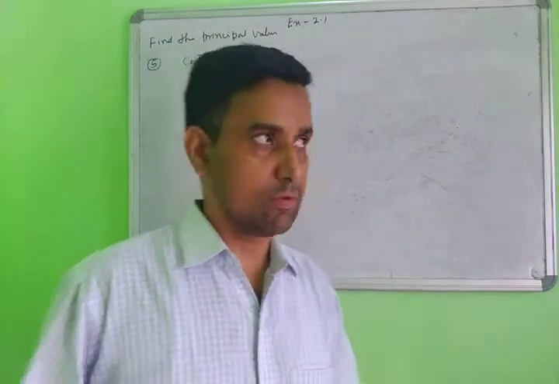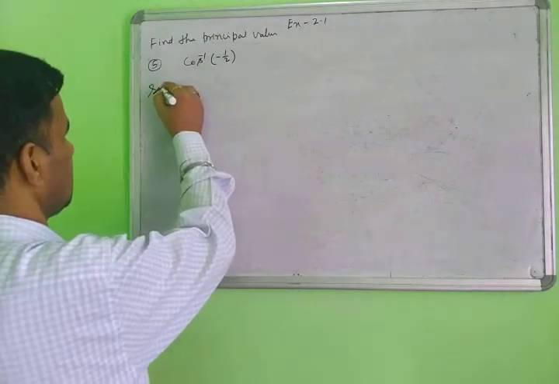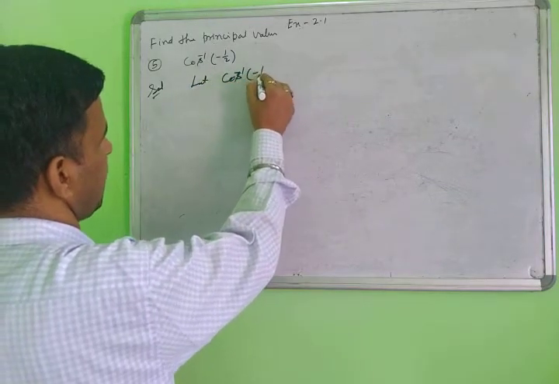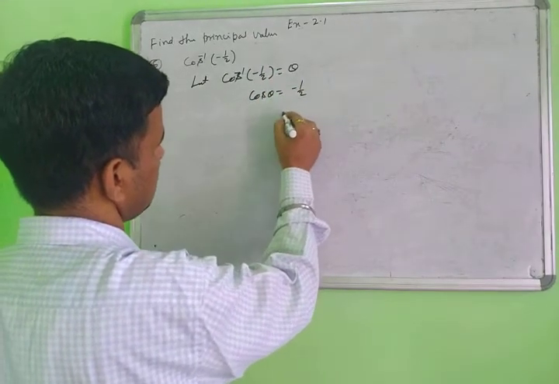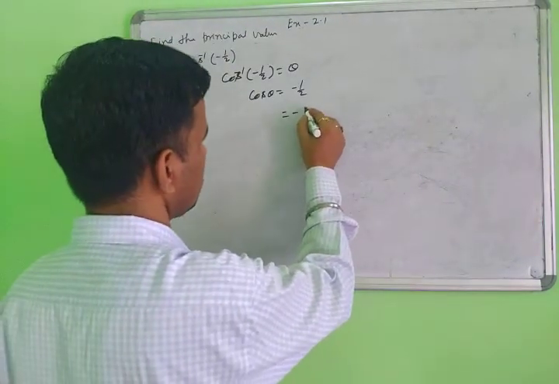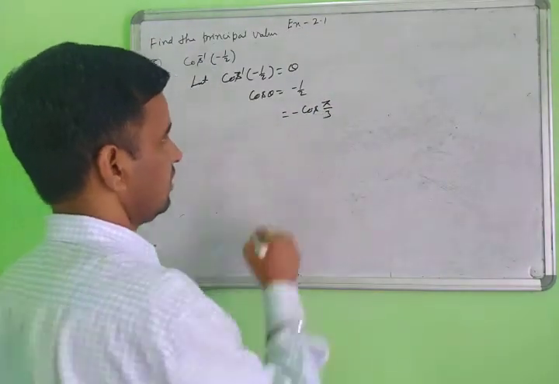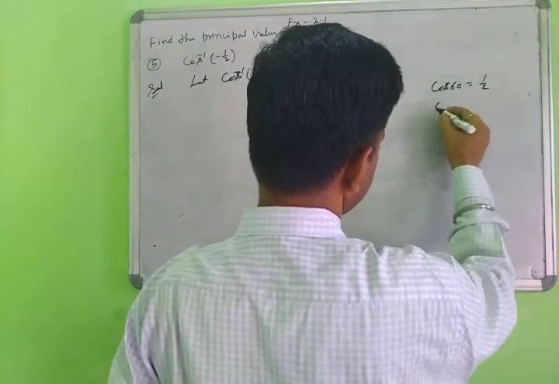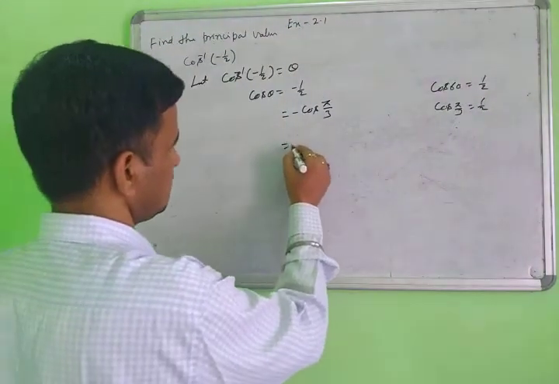Yes, students, next I am taking question number 5: cos inverse minus 1 by 2. Now start the solution here. Let cos inverse minus 1 by 2 equal to theta. It means cos theta equal to minus 1 by 2. This is the value of cos, this is minus cos. What value is it? Pi by 3, because cos 60 equal to 1 by 2. It means cos pi by 3 equal to 1 by 2. And now we change the cos here.